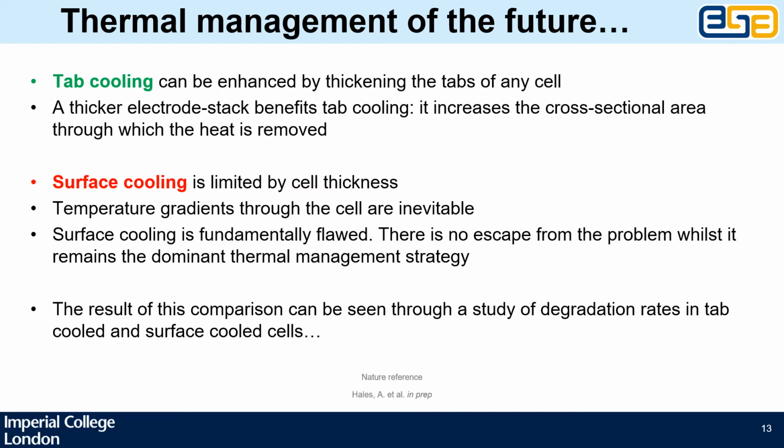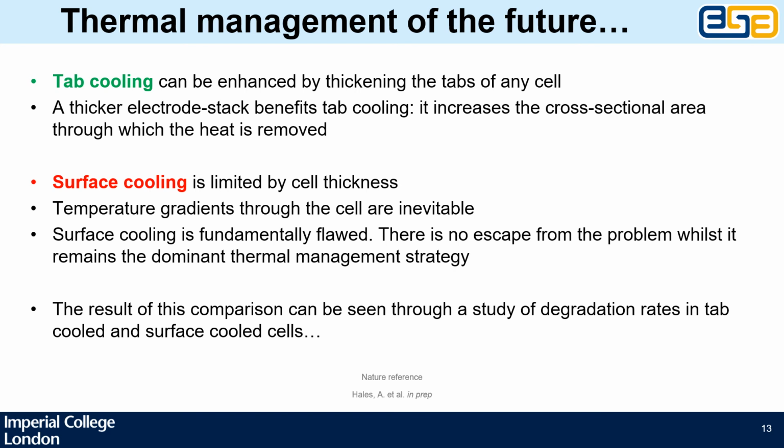Tab cooling can be enhanced by thickening the tabs of any cell. And a thicker electrode stack benefits tab cooling because it increases the cross-sectional area through which heat is removed. Therefore, tab cooling is theoretically unlimited by cell thickness. This is great for the modular prismatic cell designs that are beginning to dominate R&D presentations at conferences in 2020. Surface cooling, meanwhile, is limited by cell thickness. Temperature gradients are inevitable. Surface cooling is fundamentally flawed. There is no escape from the problem whilst it remains the dominant thermal management technology.